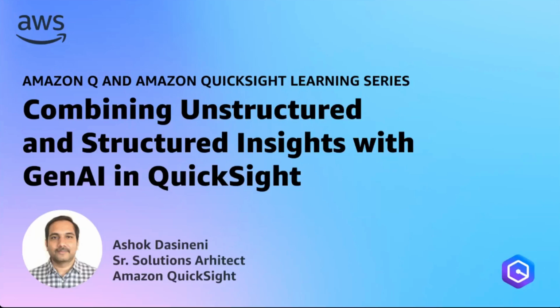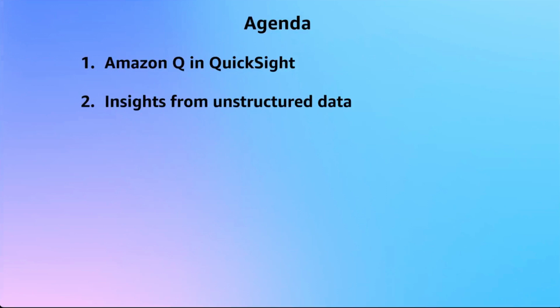We're going to discuss how we can combine the unstructured and structured insights with the GenAI features in Amazon QuickSight. Let's take a look at the agenda for the session today. First, we will be discussing Amazon Q in QuickSight, a quick intro on the Q feature. And we'll take a look at how the insights from unstructured data are consumed into QuickSight through Amazon Q Business. And we'll do a demo, and we'll do a Q&A and share some resources at the end of the call.